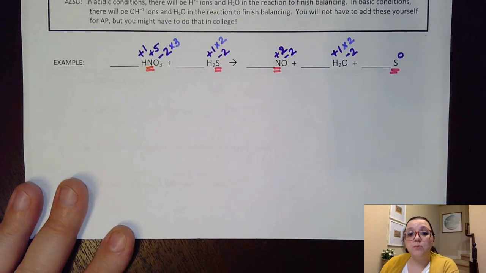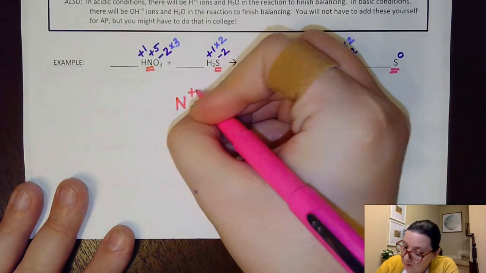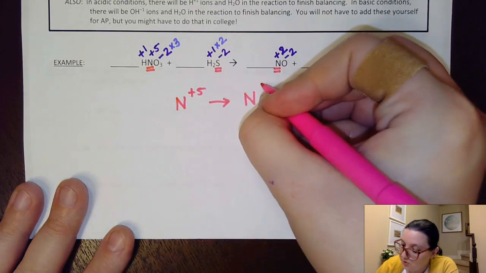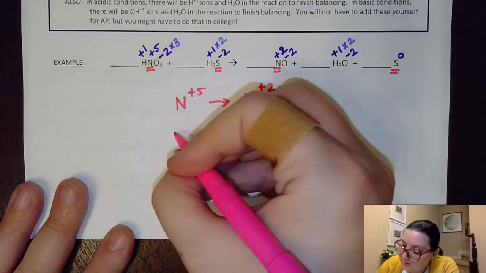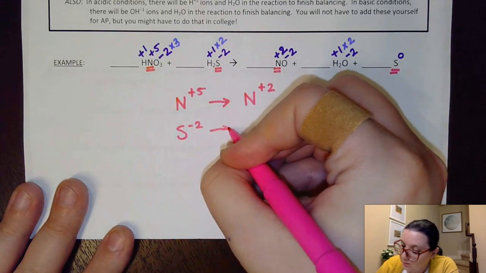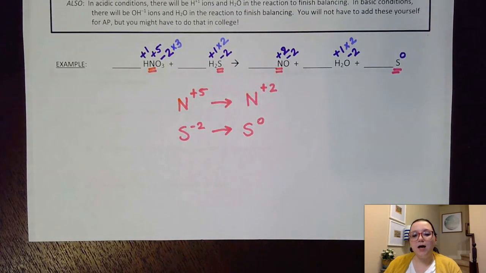So I'm going to start writing some half reactions for these. I'm going to say, hey, nitrogen changed from being a +5 to a +2, and my sulfur changed from being a -2 to 0. All right, next thing I'm going to go ahead and do is identify which of these is the oxidation and which of these is the reduction.